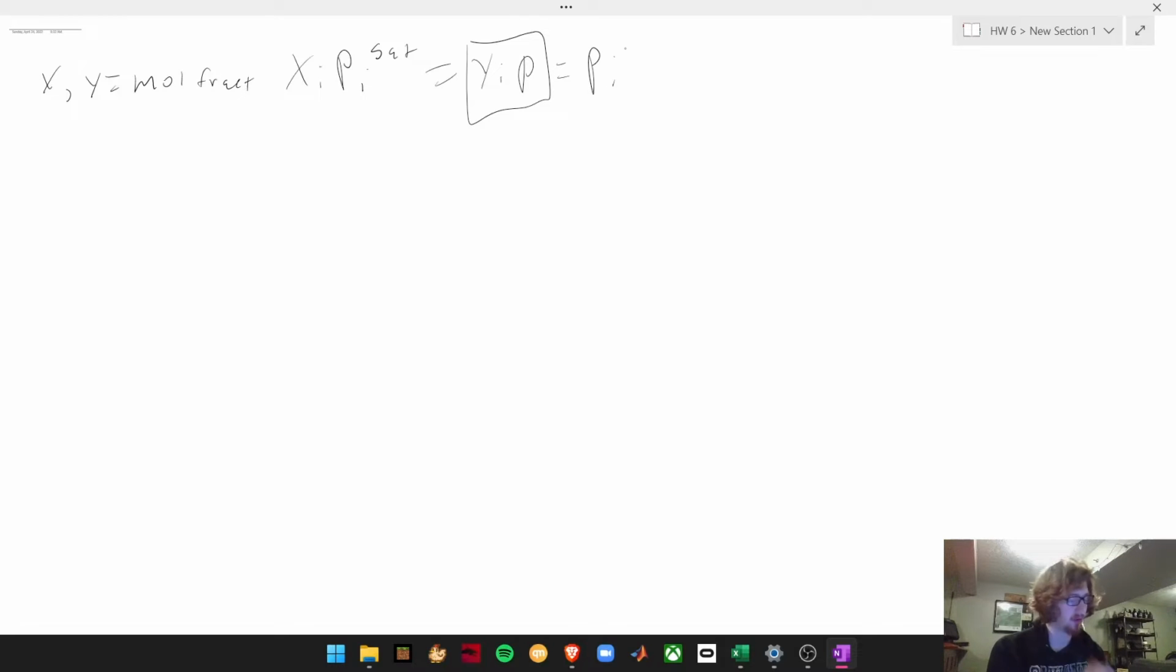So Raoult's law is pretty simple. It states that the liquid mole fraction of component i times the saturation vapor pressure of component i is going to be equal to the vapor mole fraction times the total pressure, and then from there, it's pretty obvious that that's going to be equal to the partial pressure.